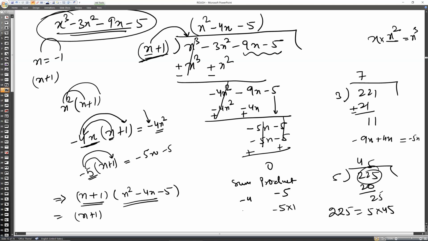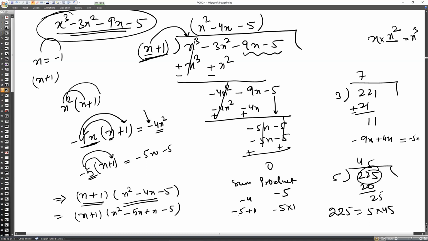Got it? Yes, sir. So when you write it, you will get minus of 5. So this number is minus of 5. When you add minus of 5, then plus of 1, then you will get minus of 4. So right here, x square, then minus, the second term is negative, so the bigger number is minus 5. Write it minus of 5x, then plus of x. 1x means you don't write 1.